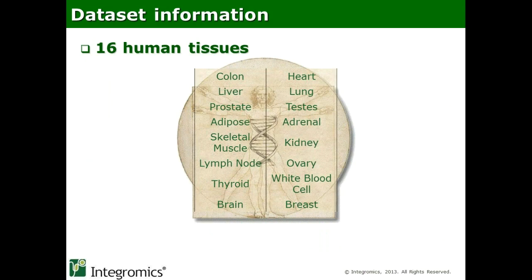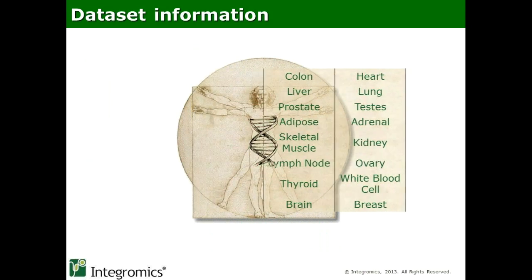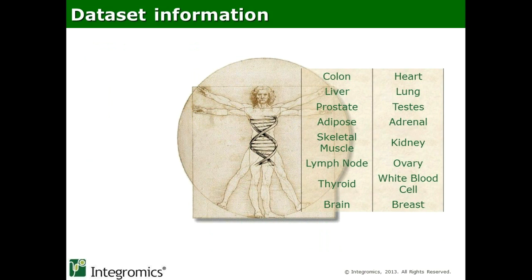And this data contains information from 16 different human tissues. These have been processed, they have been downloaded, aligned, and the expression levels have been calculated. So what we have is basically a table that contains just the FPKM values for each of the different tissues in each of the different genes.